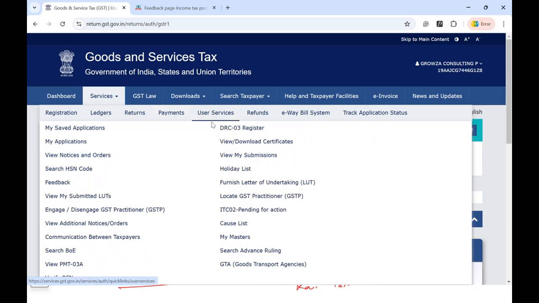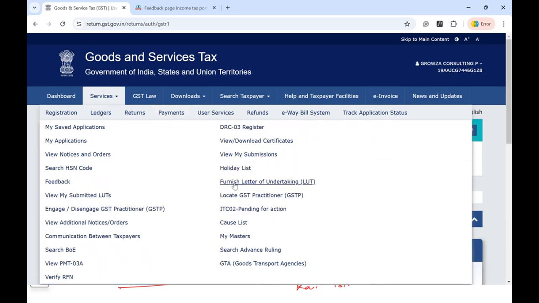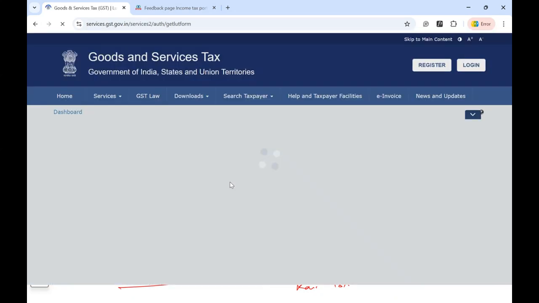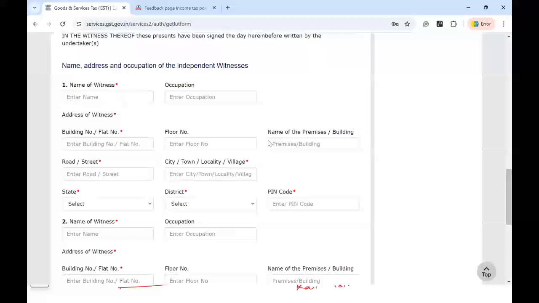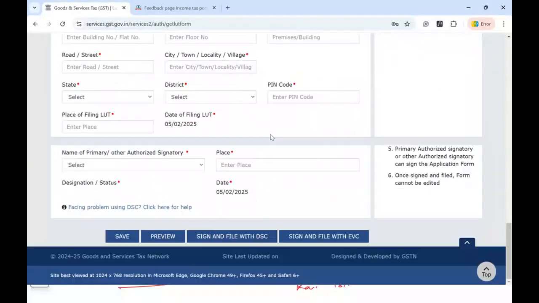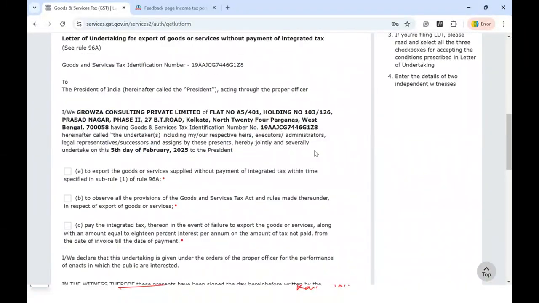Services, user services, furnish letter of undertaking, LUT. It's a 1 minute job. You need to fill this form and verify it. That is considered as a LUT.